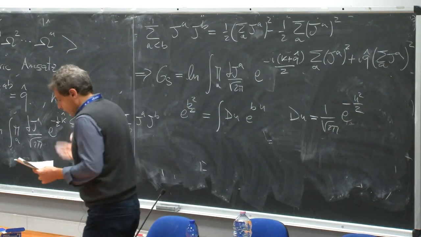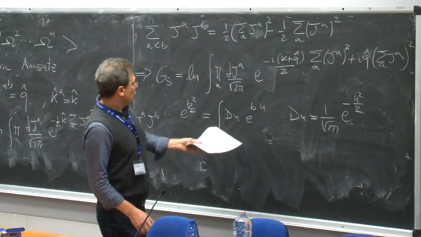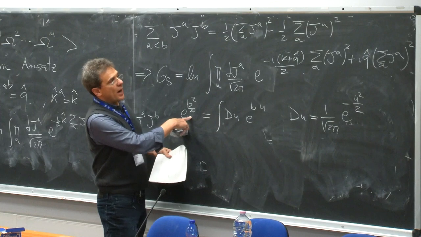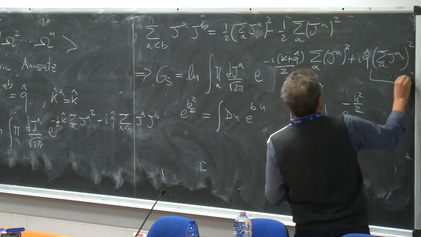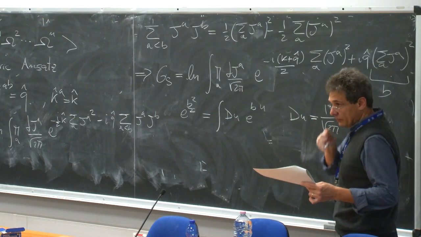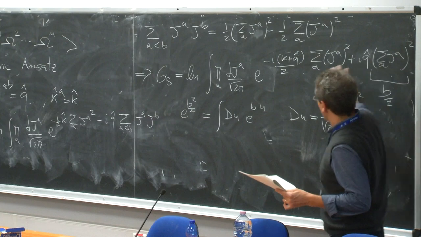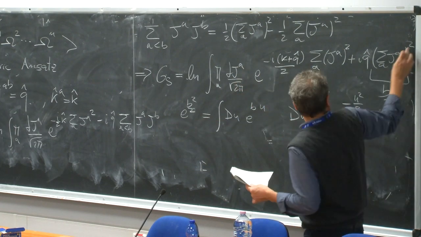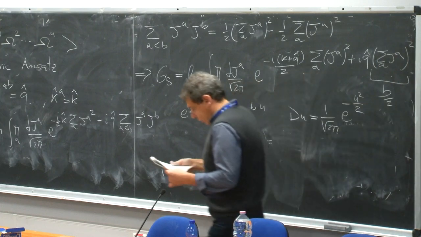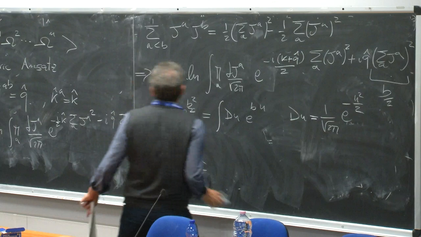Okay, a lot of tricks. Now, if you use this identity where this is going to be your b, so you use this expression. Again, you introduce this Gaussian integral to get rid of these squares. And what you get, finally, is the following.